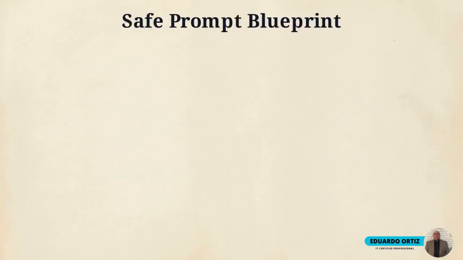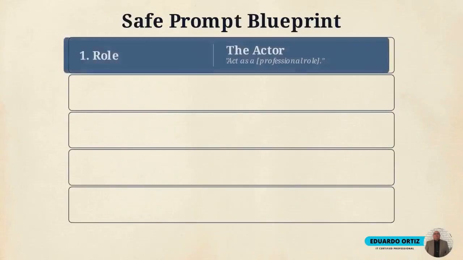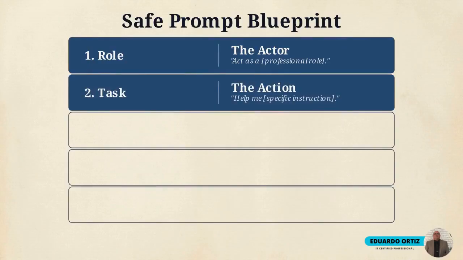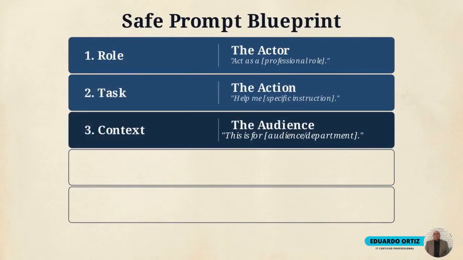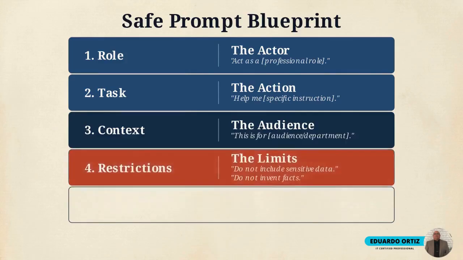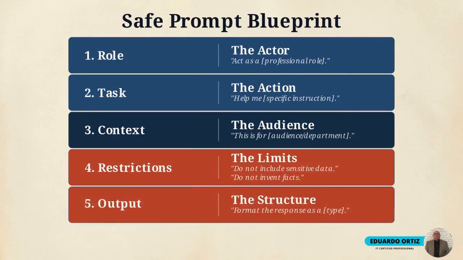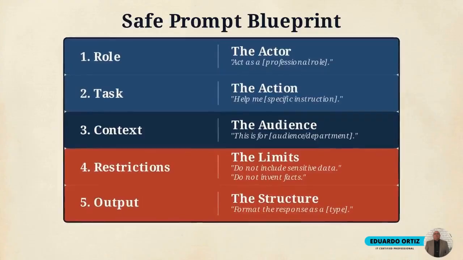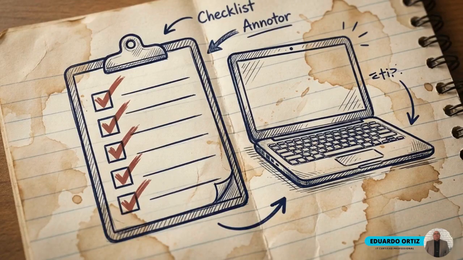This creates a 5-part system. The first 2 components establish the role and the task. Next is the context, where you define the intended audience or department. The final 2 components are the restrictions and the output format. This formula makes the process of using AI both repeatable and secure.